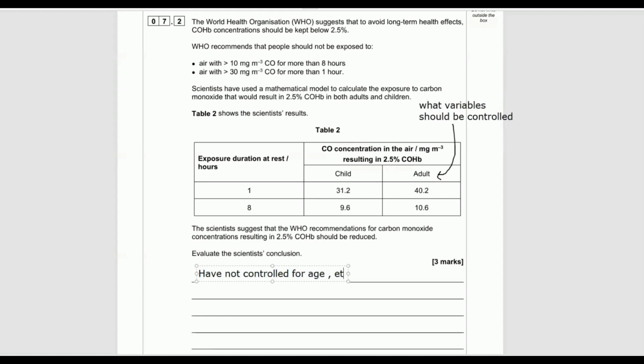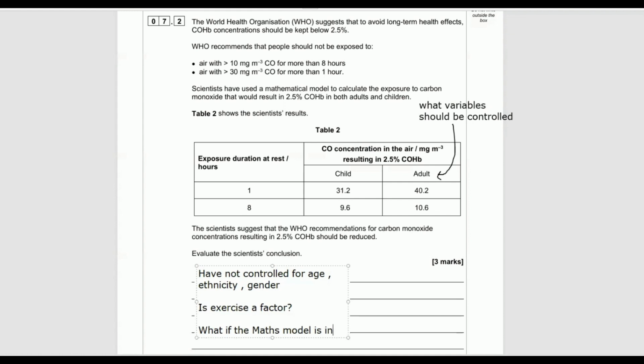Evaluate. Okay, I'm just going to get straight into this one. Whenever you're asked to evaluate and there's all this scientific data, immediately check, have they controlled the variables? And when we look at the adults and children, we're not told what gender they are, what age they are, what ethnicity they are, and all of those we're not given any instructions on. So I can just pick up my 3 marks from ripping apart this study and saying, well, look, this could be wrong with it. Is exercise a factor?